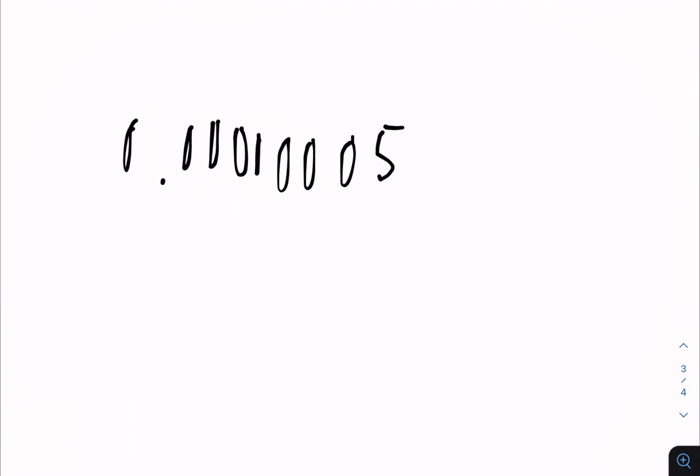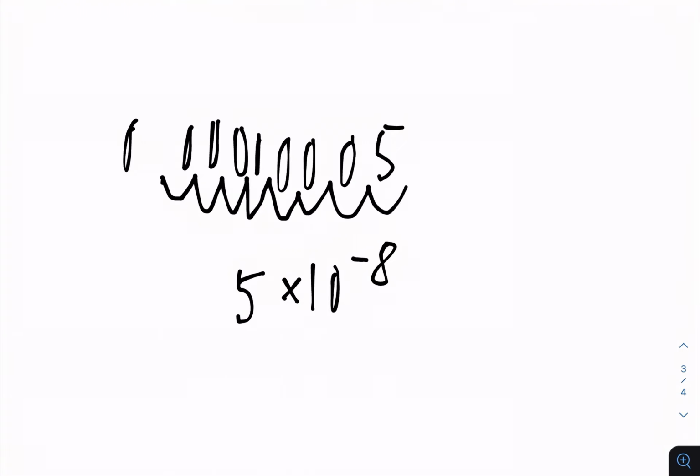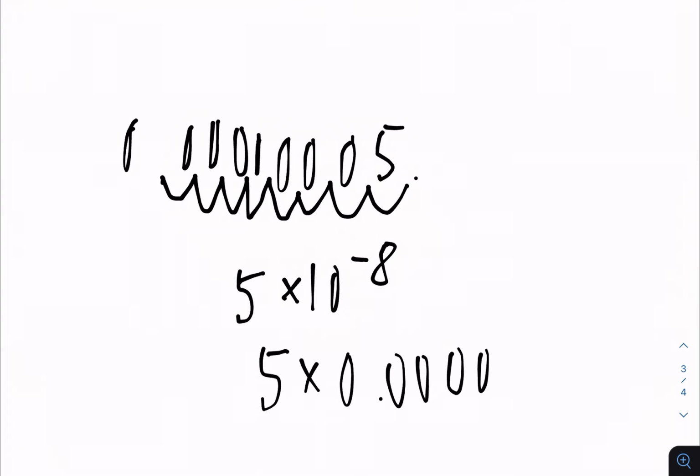And it's the same case with negative exponents. So if it has a very small value like 0.0000005, we can also write this as 5 times 10 to the negative 8. And if you move it, it gets 1, 2, 3, 4, 5, 6, 7, 8 decimal places. And that's just basically 5 times 0.00000001.